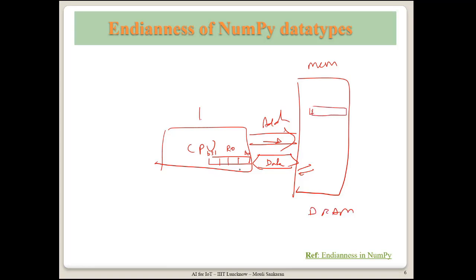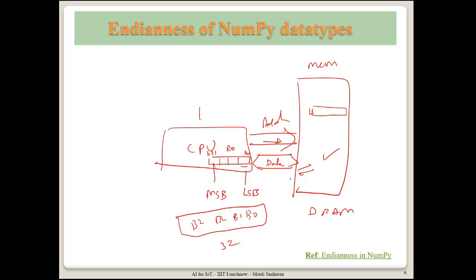Now always the LS byte of your value will be in the lower part of the register, and then the MS byte will be here. It will always be correct. Now let me call these byte 0, byte 1, byte 2 and byte 3. These are the 4 bytes of the 32-bit value. Now when it is writing into the memory, it has two ways of storing this value.